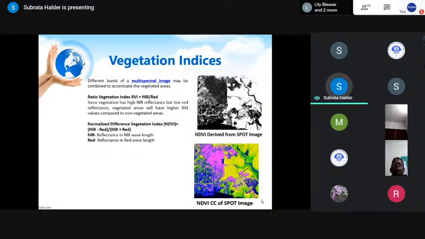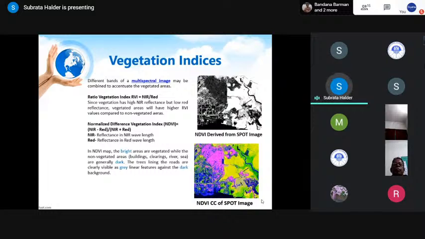Normalized difference vegetation index, that is NDVI, is the ratio of the difference between NIR and red to the sum of NIR and red, where NIR is reflectance in the NIR wavelength and red is reflectance in the red wavelength. In an NDVI map, the bright areas are vegetated while the non-vegetated areas like buildings, clearings, river, and sea are generally dark. The trees lining the road are clearly visible as grey linear features against the dark background.